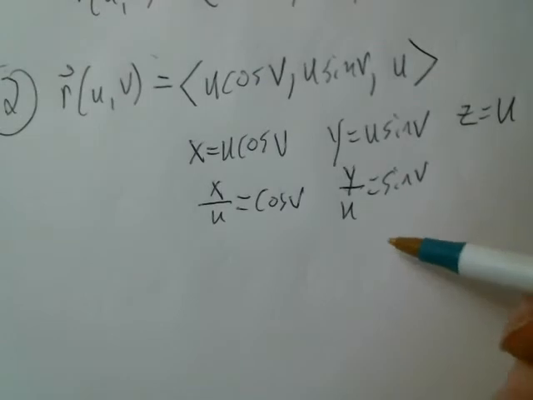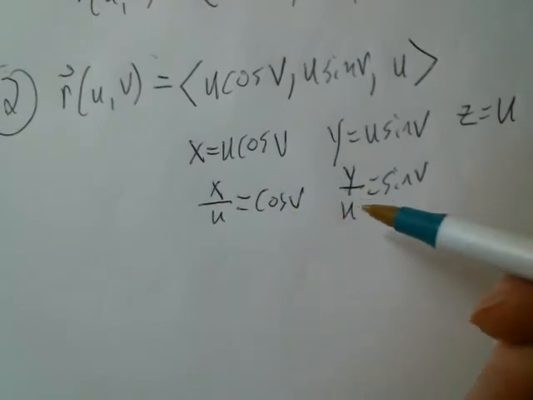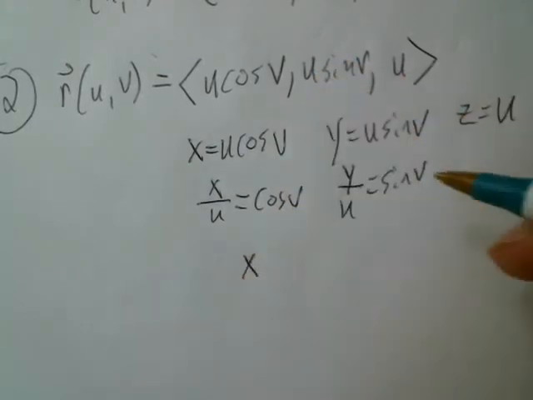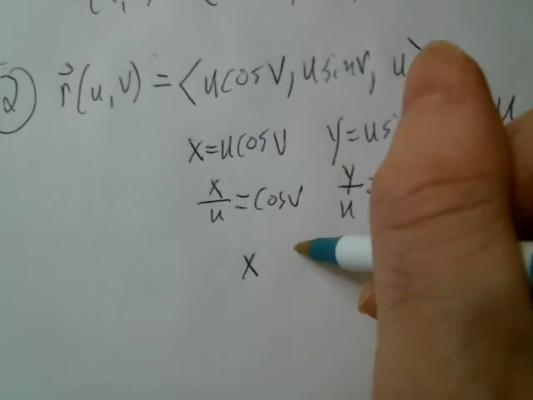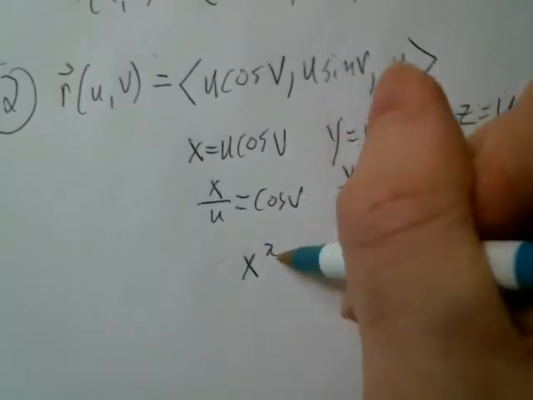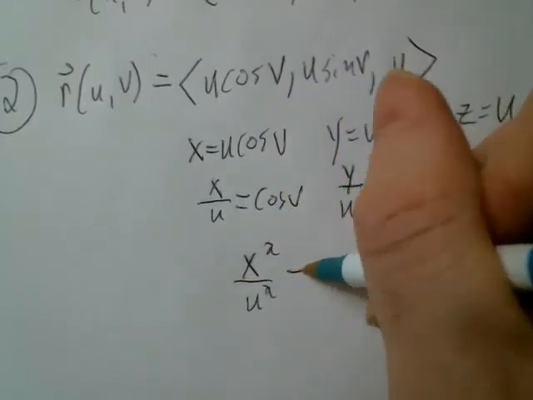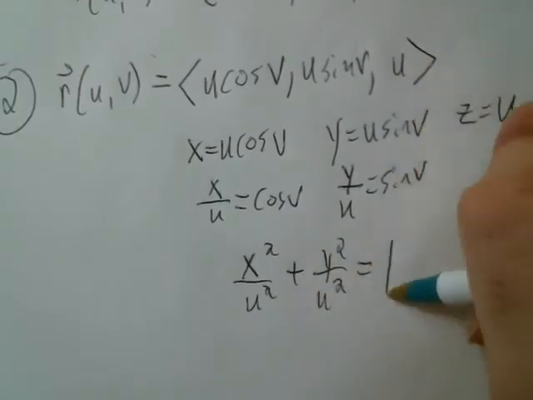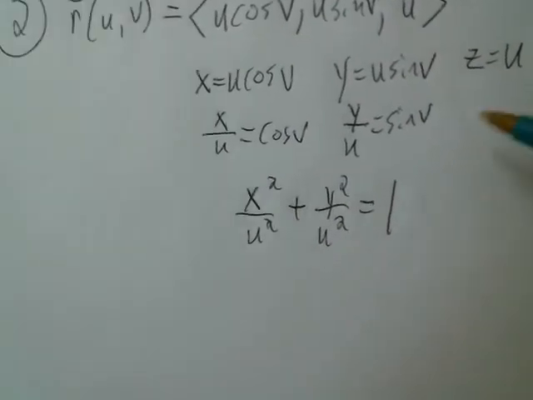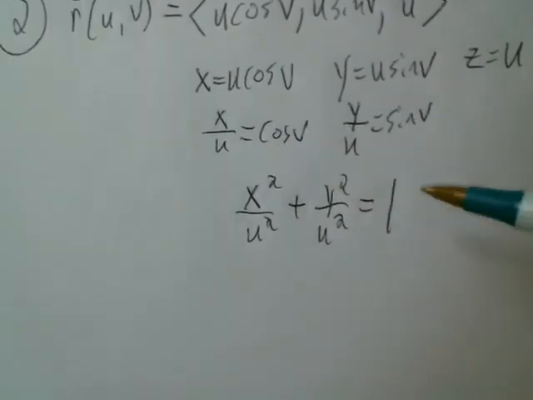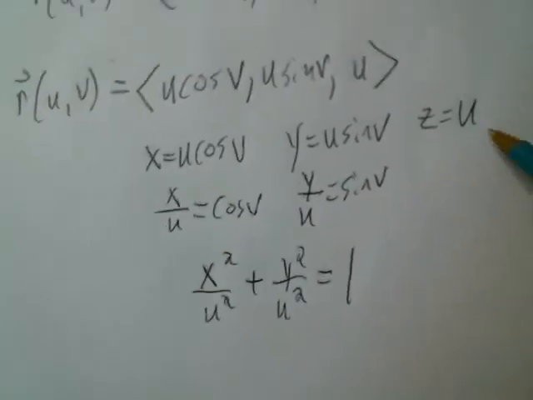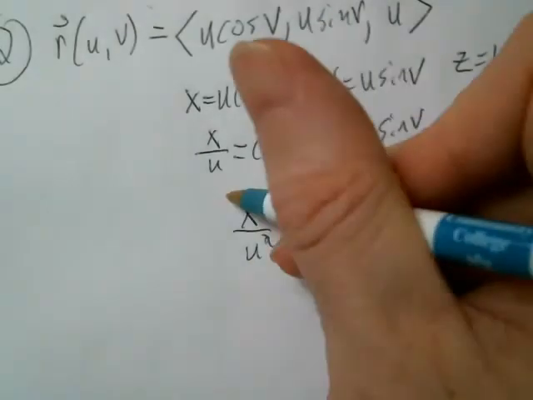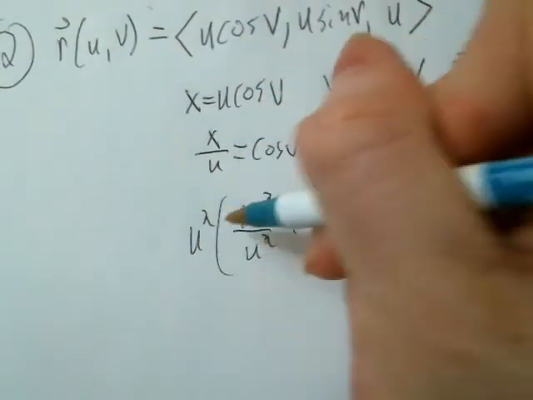All right, so I'm going to rewrite those guys, and then you can see, cosine squared plus sine squared equals 1. So you can create this equation in terms of x, y, and u. Cosine squared is x squared over u squared, sine squared is y squared over u squared, and from the Pythagorean identity, that must be equal to 1. And then you could replace u with z, and multiply both sides by the squared term, right now it's u squared.